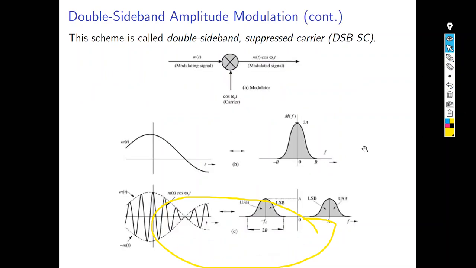Very easy, very straightforward. Mathematically, or by diagrams, how do you do that? You have M of T, your signal. Your signal can be called the modulating signal. And the output signal is the modulated signal. The carrier is cosine omega C t. You multiply them with each other, you get the modulated signal.